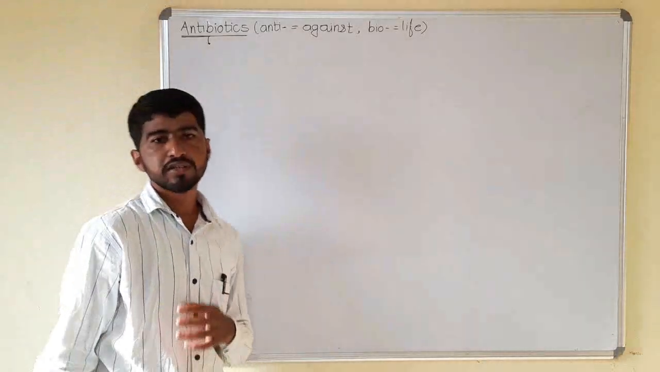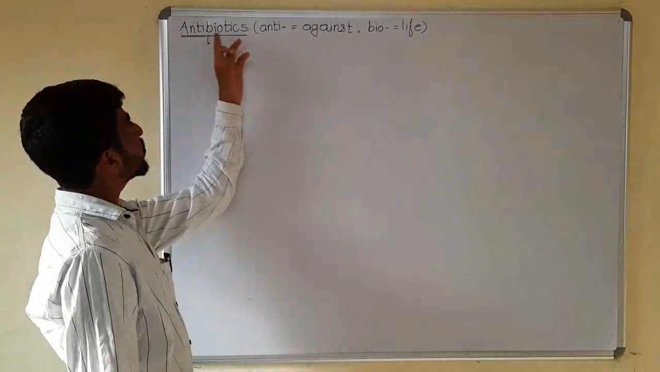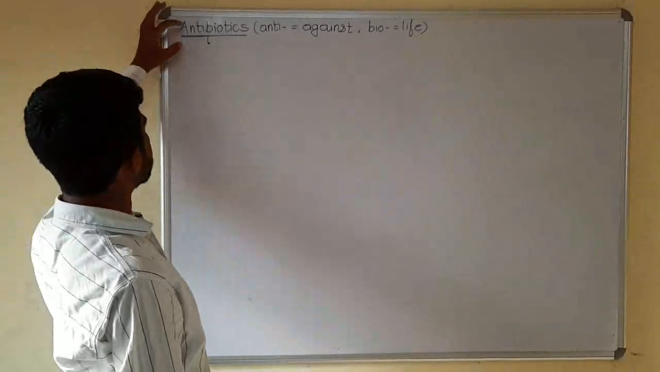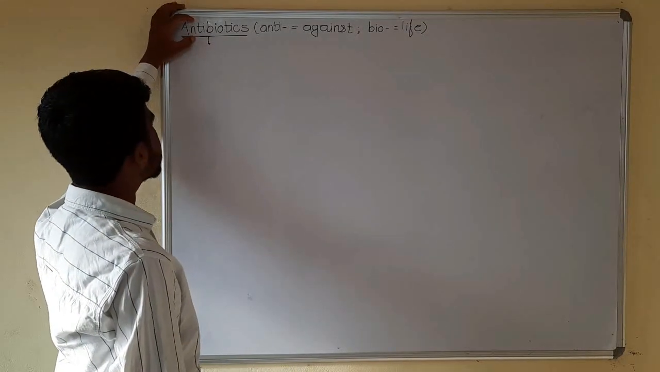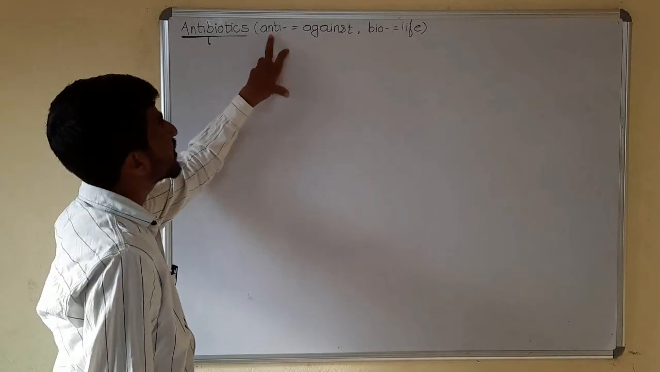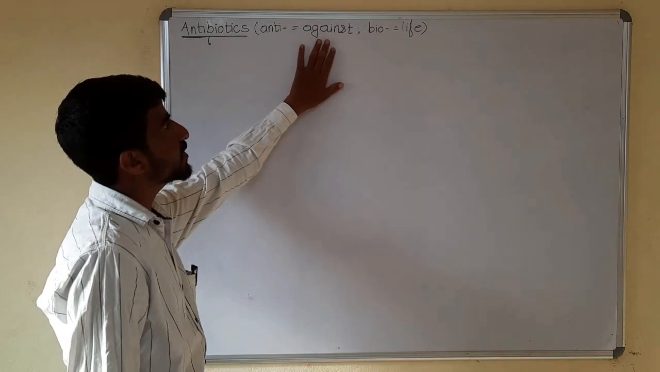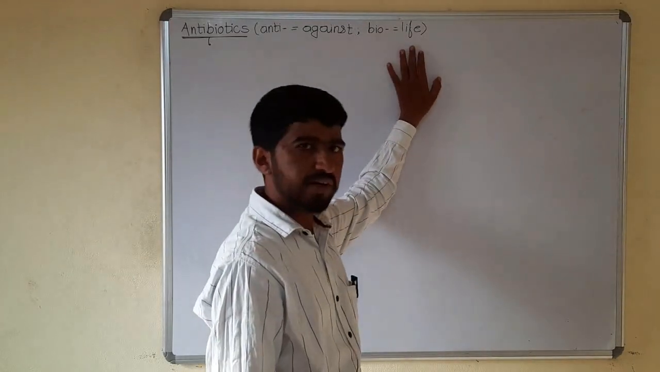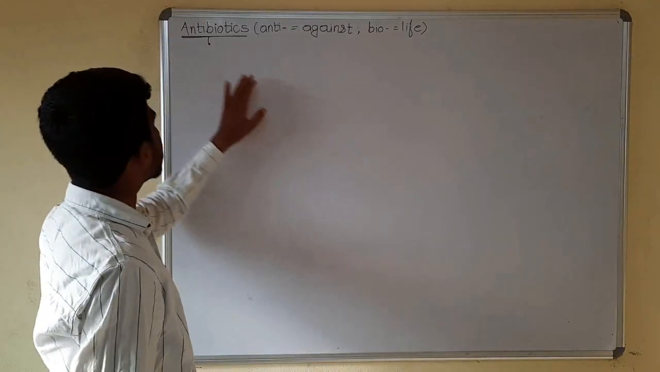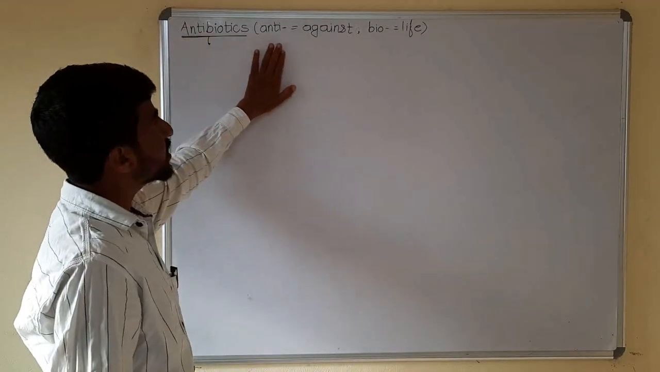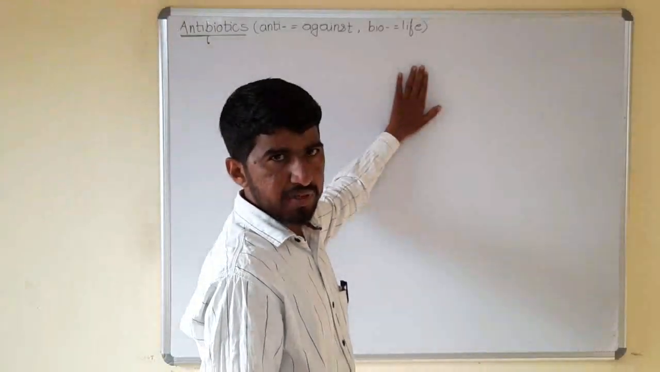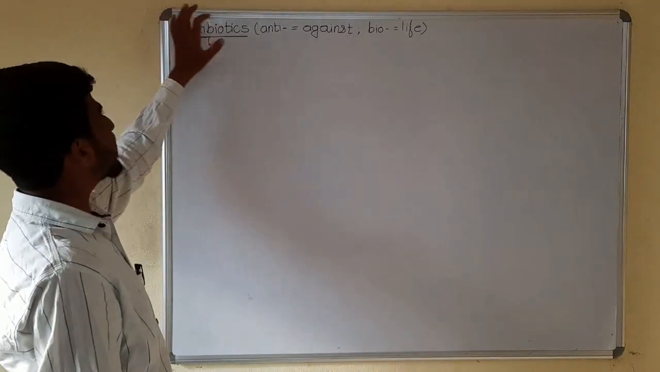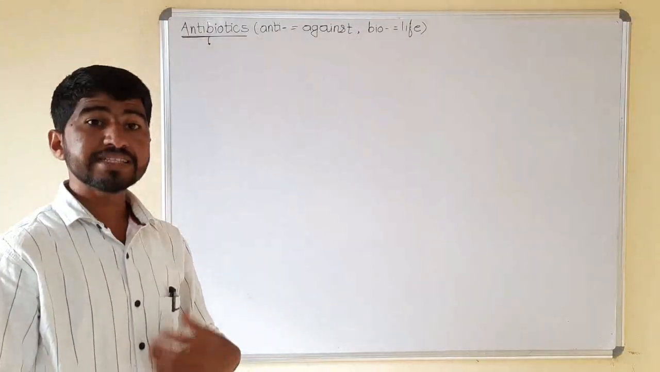So students, now we are going to move toward antibiotics. The term antibiotics is composed of two words. The first word, anti, means against, and the term bio is related to living organisms. So antibiotic means against life. But this term is somewhat of a misnomer, because antibiotics are not against life.